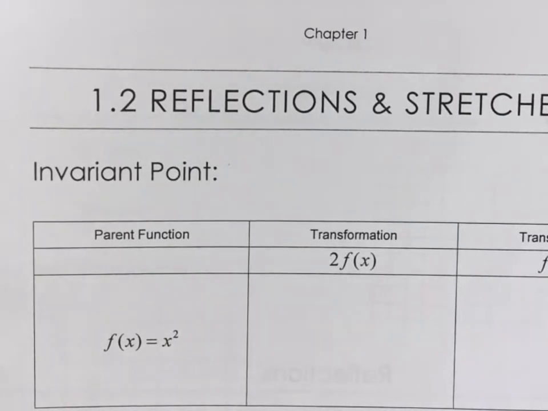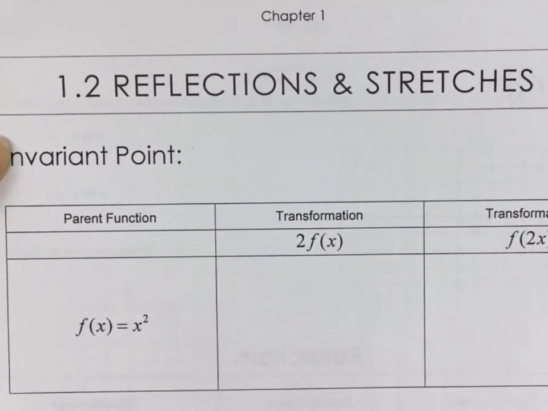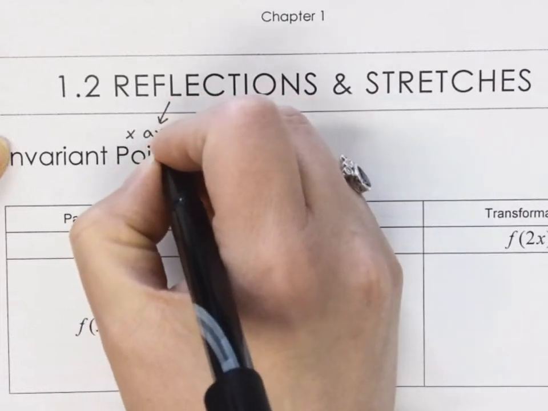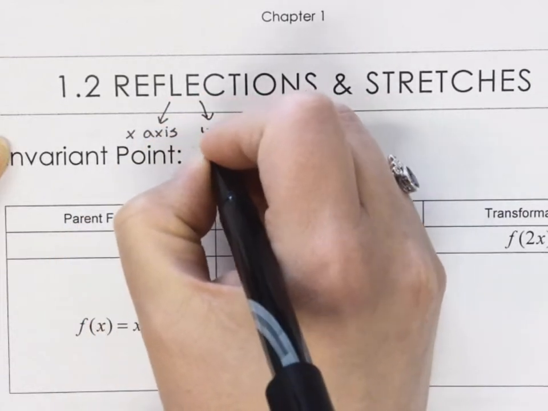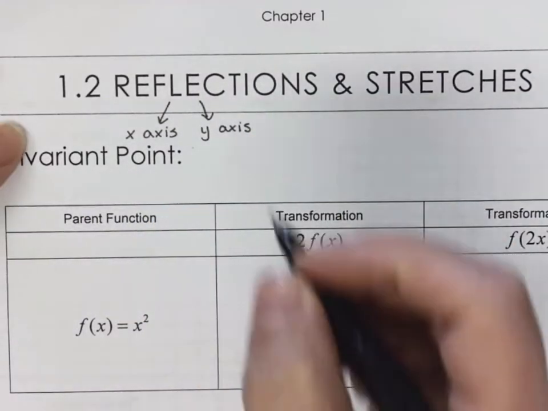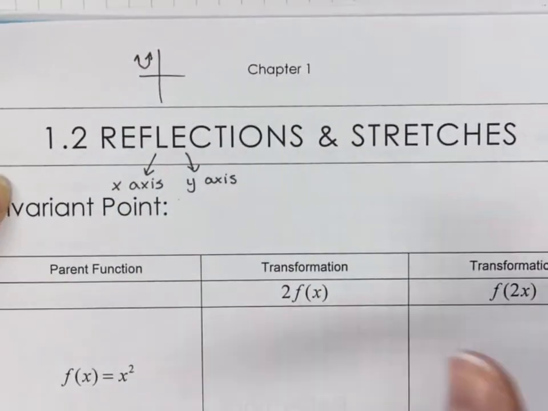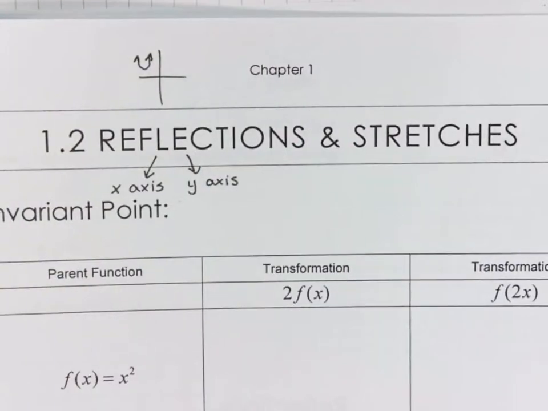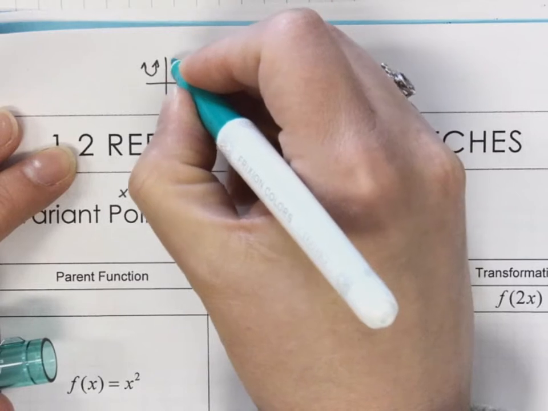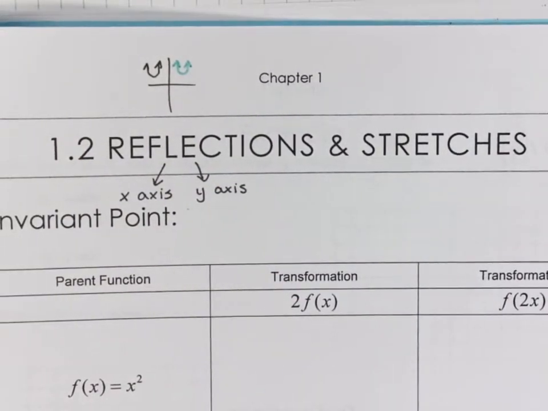Okay, so 1.2 is vertical stretches and reflections. So reflections are like a mirror. The only two places you're going to reflect are in the x-axis or in the y-axis. So those are going to be like mirrors for you. So if my graph is over here and I reflect it in the y-axis, the image graph is going to look the exact same, and it's just going to be on the opposite side. So any reflection you're going to treat like a mirror.